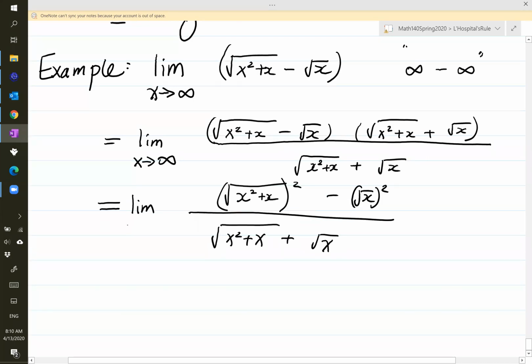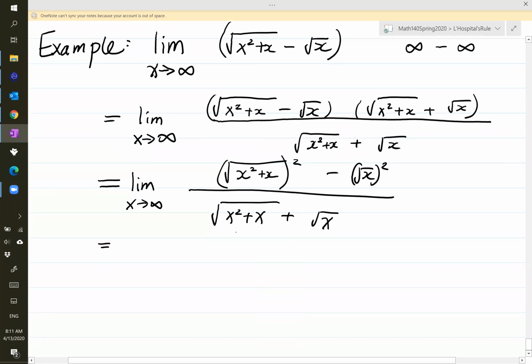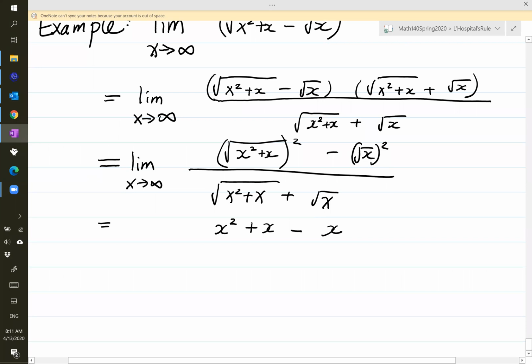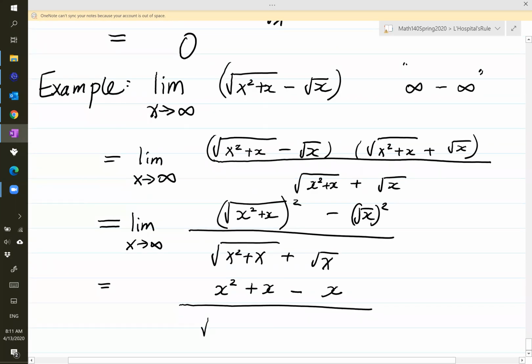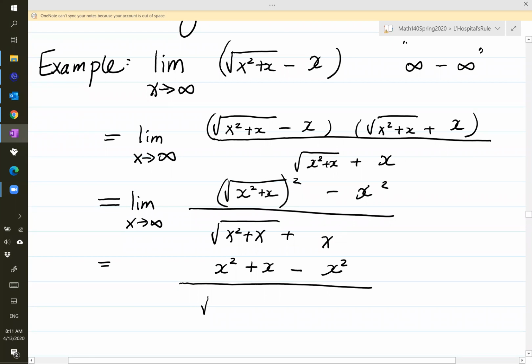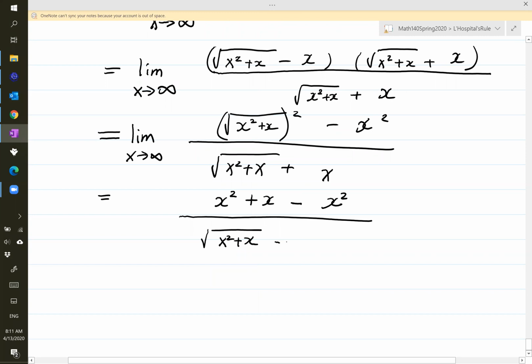Then don't forget the limit notation. Then we simplify. The square root cancels the square. So we get x squared plus x minus x. Sorry, this is not that. This is minus x squared. So this is x. Then the denominator will be the square root of x squared plus x, plus x.